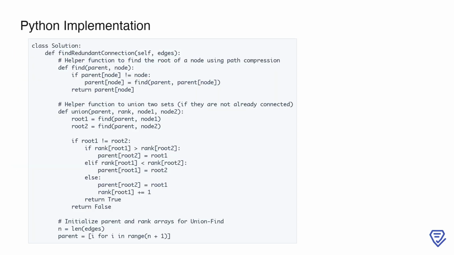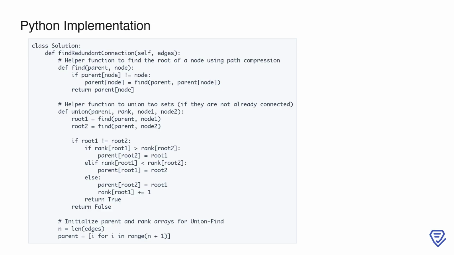Here, we begin by defining the findRedundantConnection method inside the Solution class. This method takes a list of edges as input. To implement the solution, we utilize the union find algorithm. First, we define a helper function called find, which is responsible for finding the root of a given node. This function uses path compression to optimize the process, ensuring that nodes point directly to their root, reducing the depth of the tree and speeding up future operations.